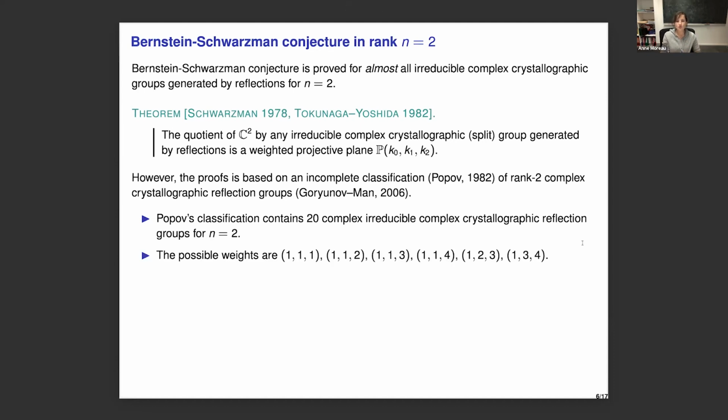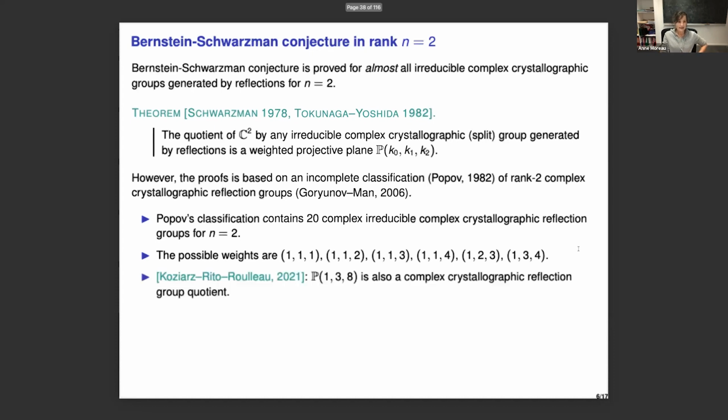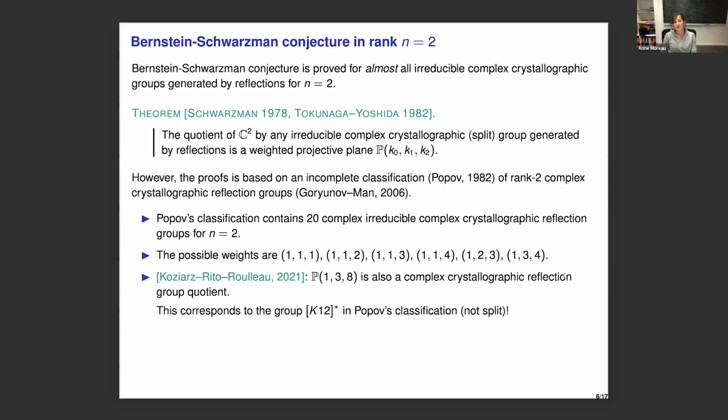And if you consider all these groups, for the split ones, so it's all except 2, the possible weights for the projective plane, you can check, and the only possibilities are these weights. But actually, recently, Kasprzyk, Rito, and Rouleau proved that the weighted projective space with weight 1, 3, 8 also is a complex crystallographic reflection group quotient. But in fact, this corresponds to the group K12 in the Popov classification, and this one is non-split. So this is not so surprising because the proof of Schwarzman and Tokunaga-Yoshida concerns the split case.